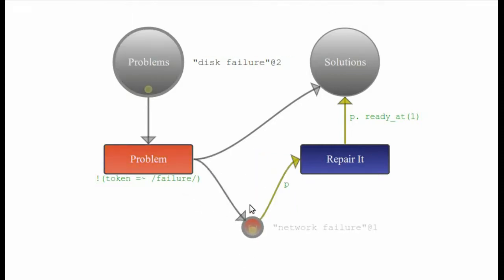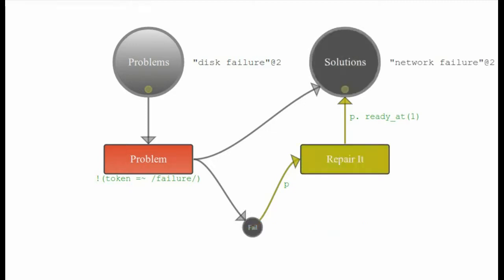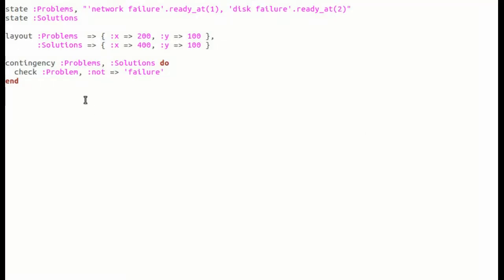You'll see that the failure has moved into the fail state. So in other words, we've checked the problem and yes, there is indeed a failure. Fire again and we go to the end. But notice that nothing's changed. The repair action hasn't done anything. So if we want to repair it, we need to also work on the repair action. And let's say repair it.